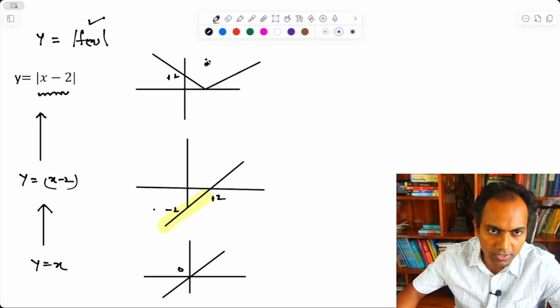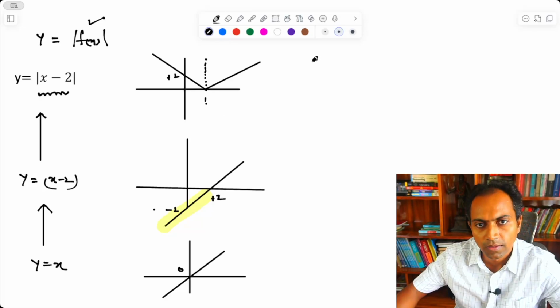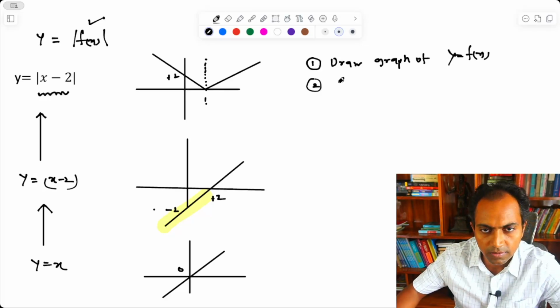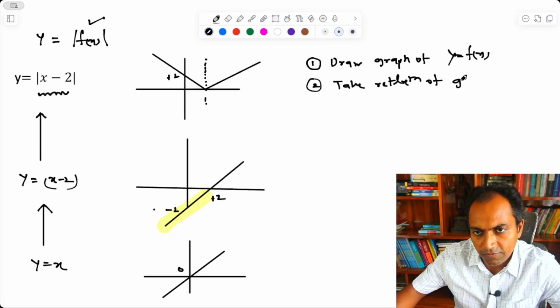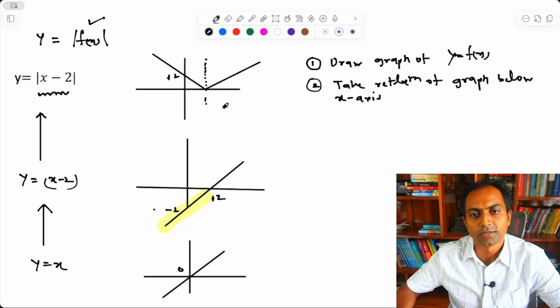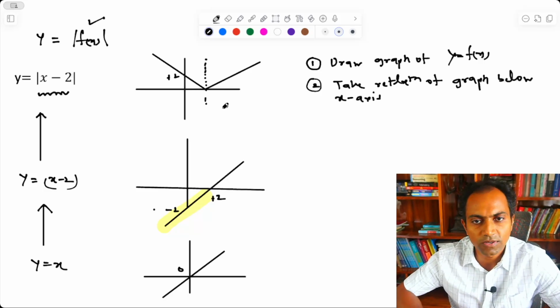So the graphical transformation goes like this. In the first step, you will have to draw the graph of f of x. Once you have done that, you will have to take the reflection of the graph below the x-axis, and you have got your answer. So these are the 2 steps that you can take to draw graphs of similar nature.